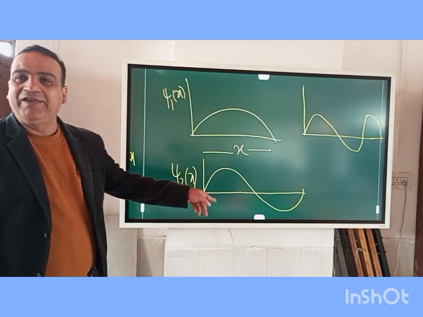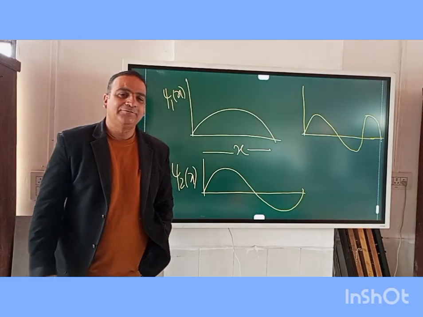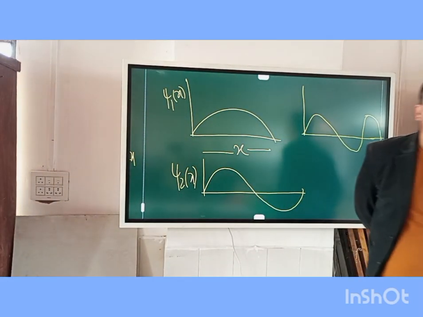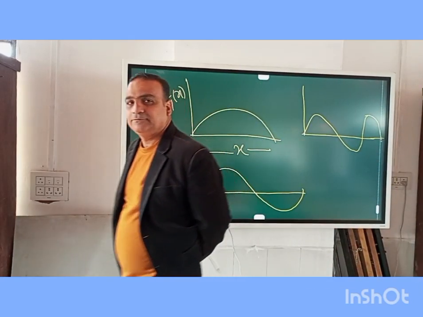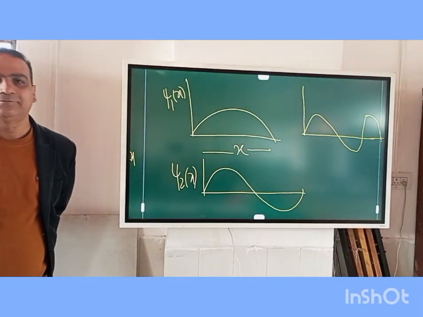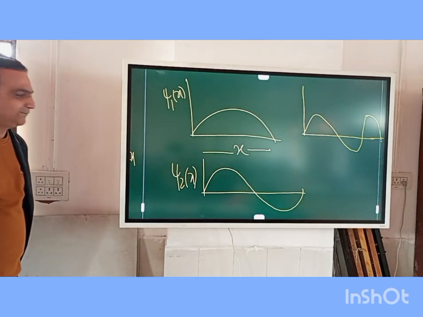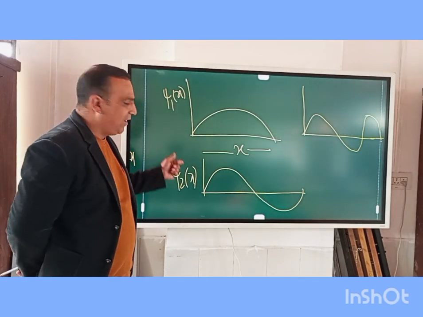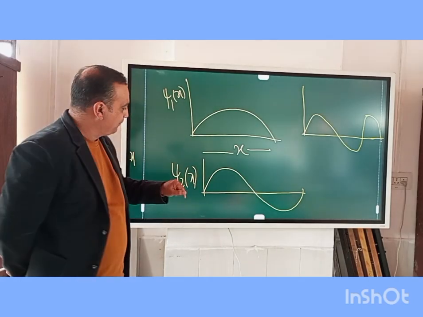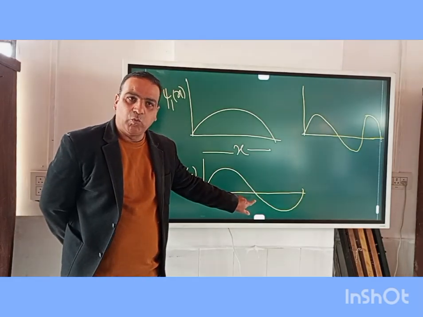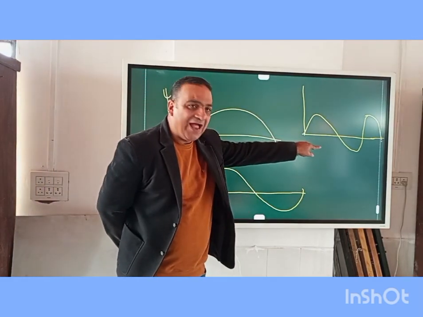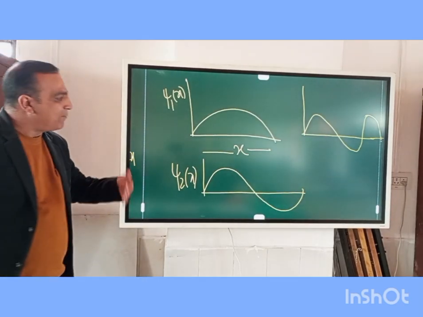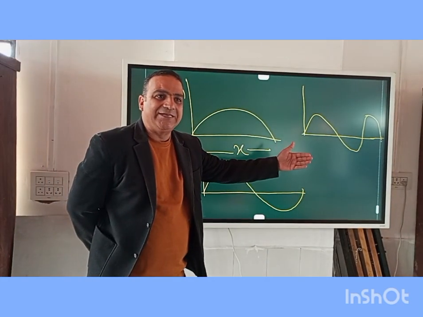What is the difference between the three graphs? Number of nodes. The node is the point where the value of psi is 0. In case of psi 2, I have 1 node. In case of psi 3, I will have 2 nodes. In case of psi 4, I'll have 3 nodes. The number of nodes will go on increasing.